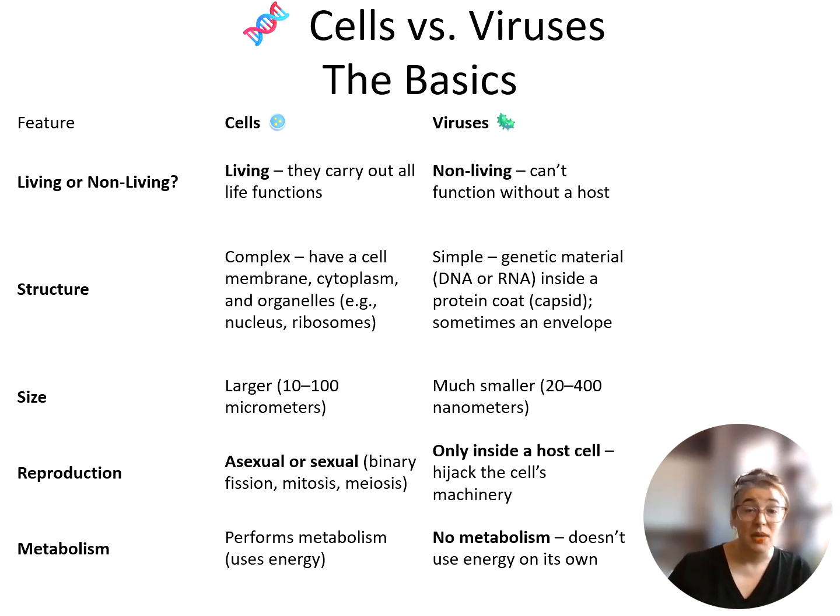Cells can reproduce asexually or sexually. So you have binary fission, mitosis, or meiosis. Whereas viruses can only reproduce inside a host cell, and that's because they're hijacking or using the cell's own organelles, its machinery.